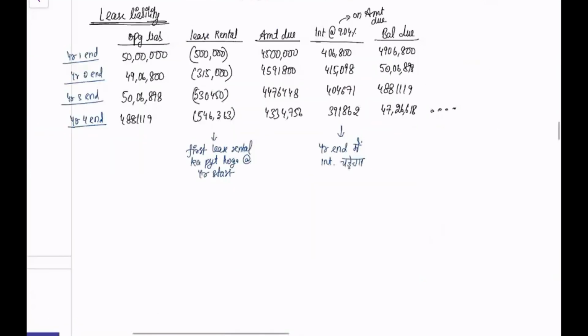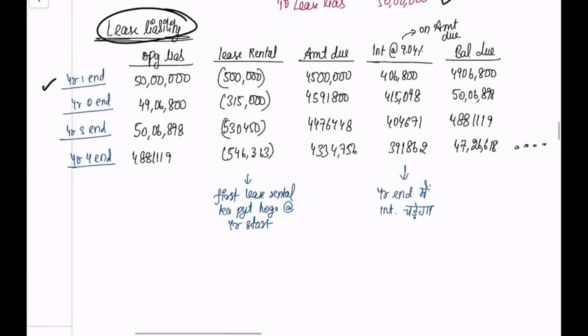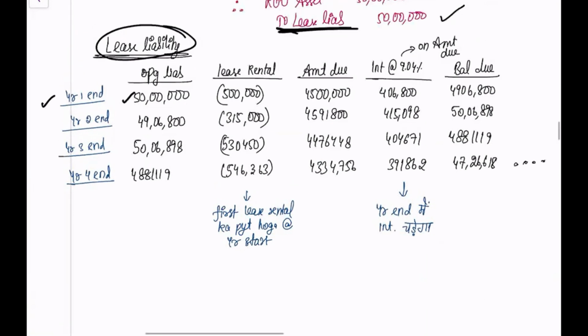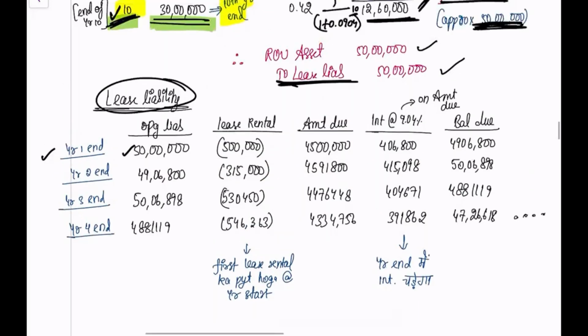So every year, what will you do with the lease liability? At the year end, you will see what the opening liability is. It was 50 lakh rupees, which you recorded the lease liability at. Here, one point that you have to importantly remember is what happens whenever it is year beginning.